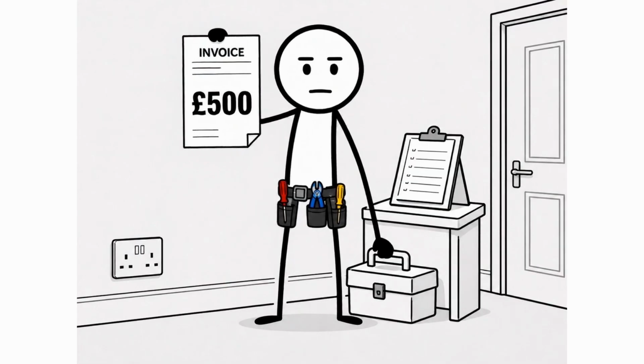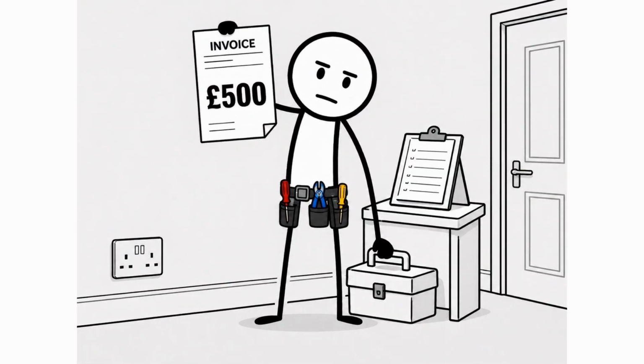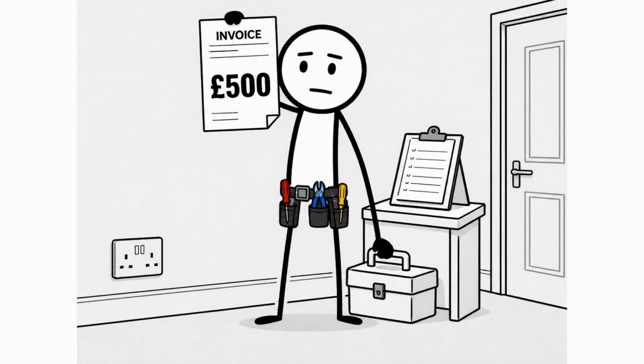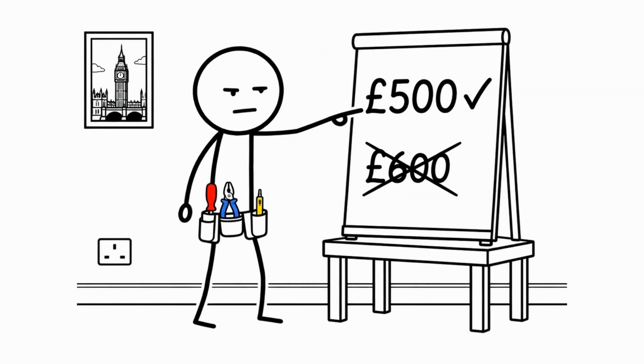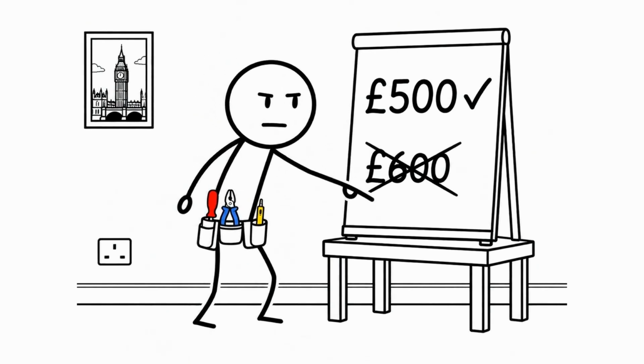First, start with the main amount owed. That's just the unpaid invoice. If Adam charged £500, then £500 is the starting point. Simple. No adding extras, no rounding up, just the exact amount that's due.